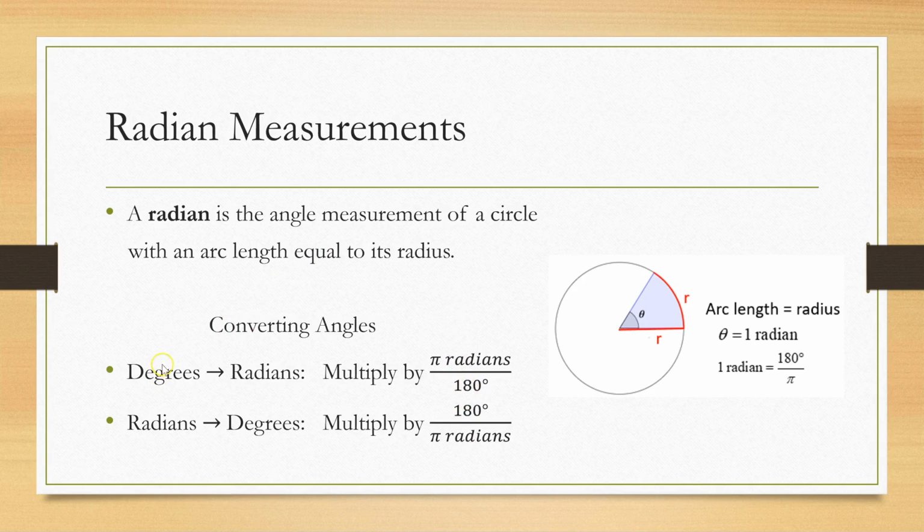So if you're going from the degree measurement to the radians, multiply by pi radians over 180, because you want the degree symbols to cancel in the denominator. If you're going from radians to degrees, then you want to have the pi radians in the denominator so that the radian units cancel.